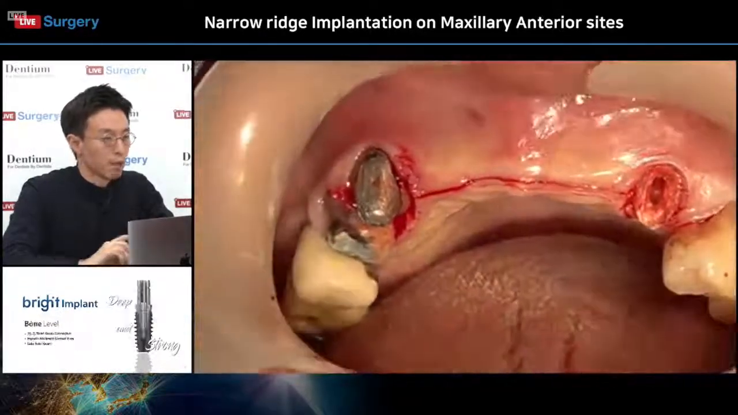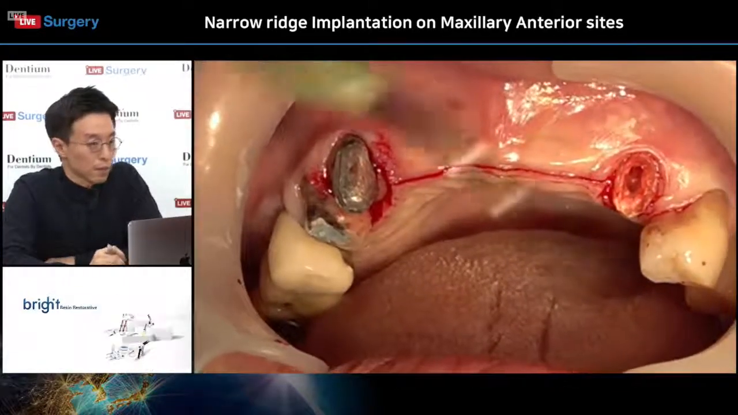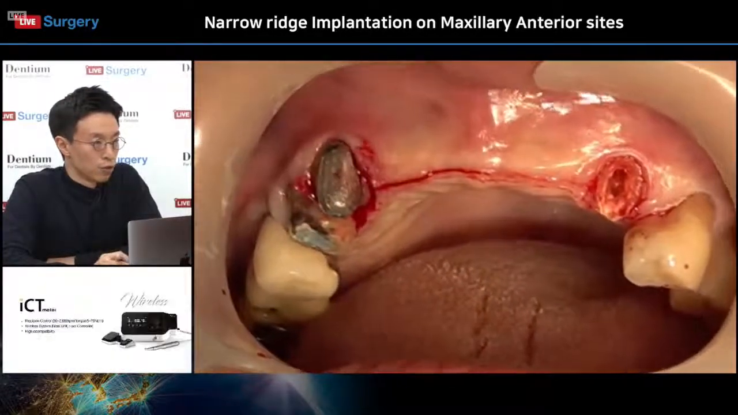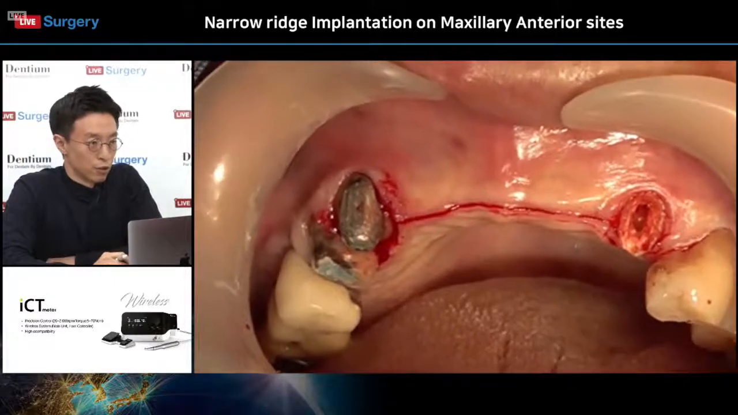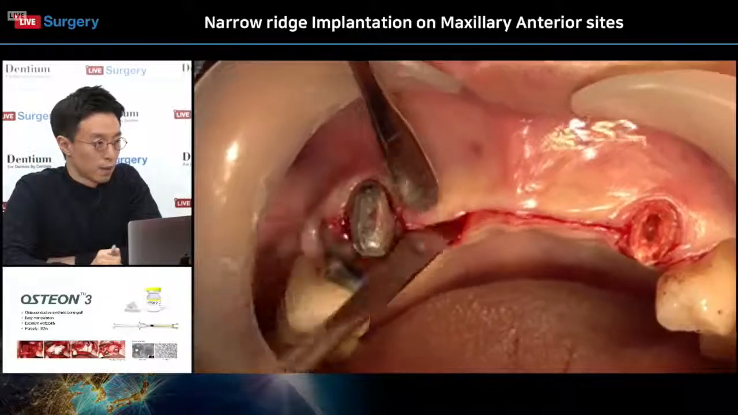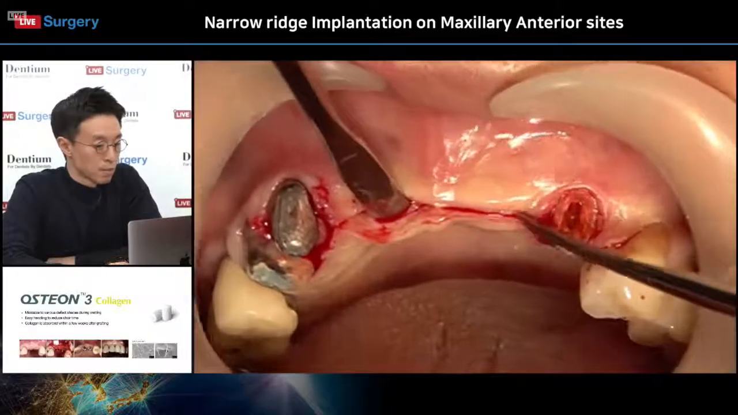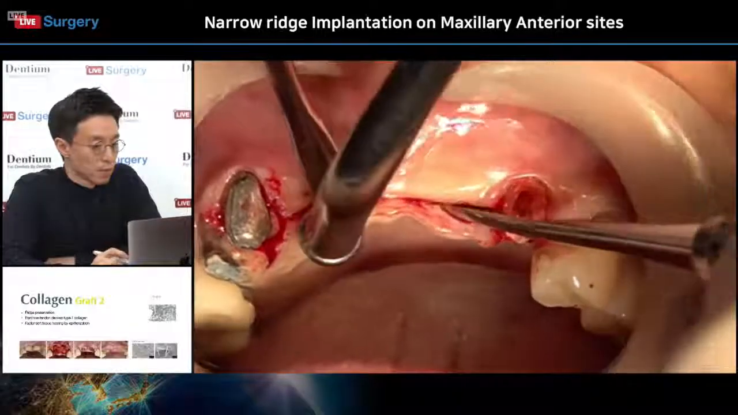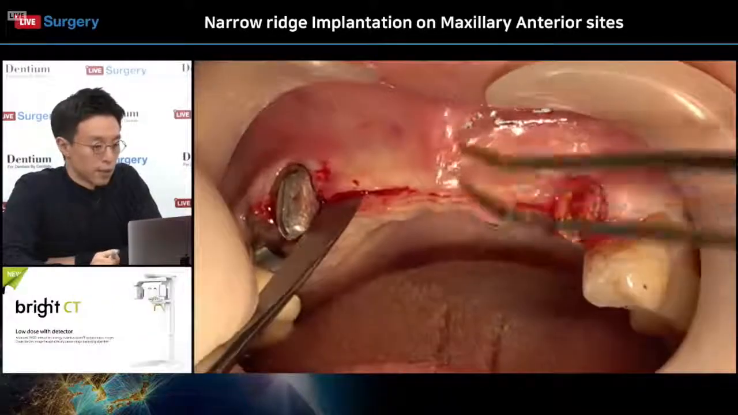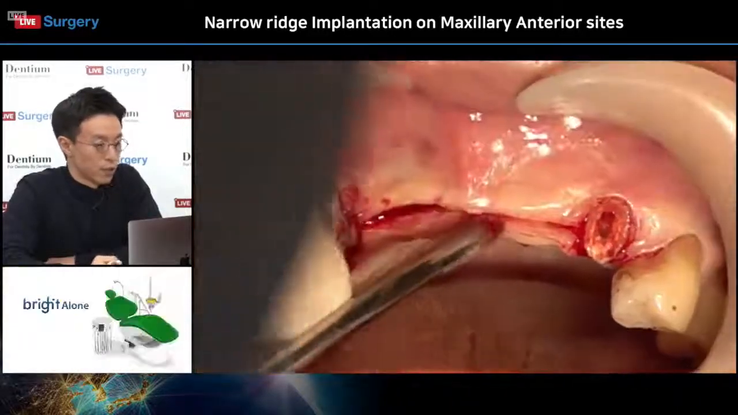When we make an incision around the adjacent teeth, we can make 2 incisions around the tooth for removing the pocket. The periodontal pocket and granulation tissue may hinder the osseointegration of the fixture.